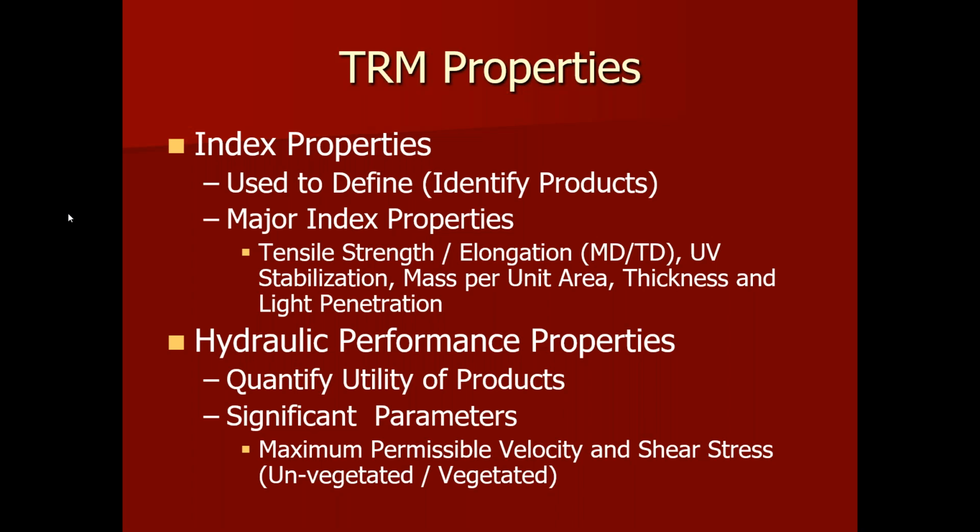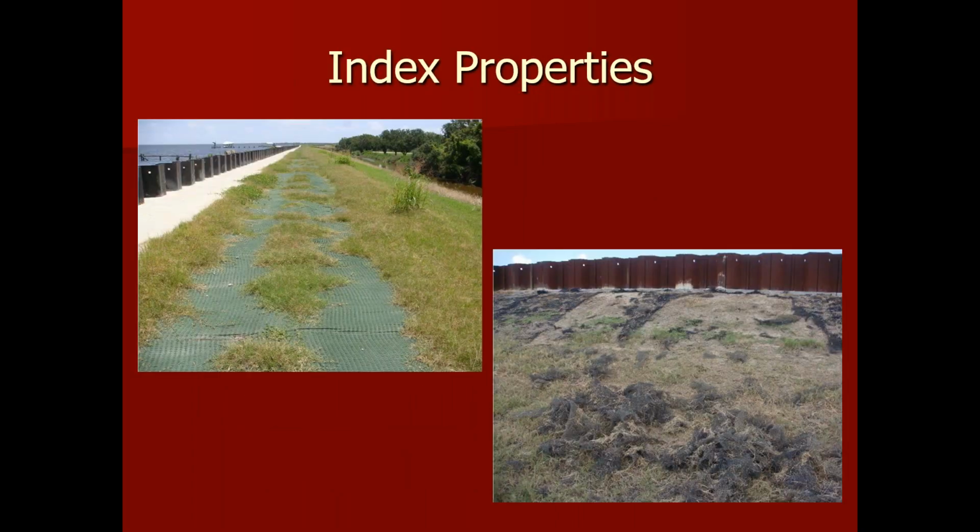But we need to be able to quantify the use of each of the different types of products in coordination with their significant parameters, which would be typically velocity and shear stress, both in an unvegetated and a vegetated condition. So index properties are important, of course, for the use.